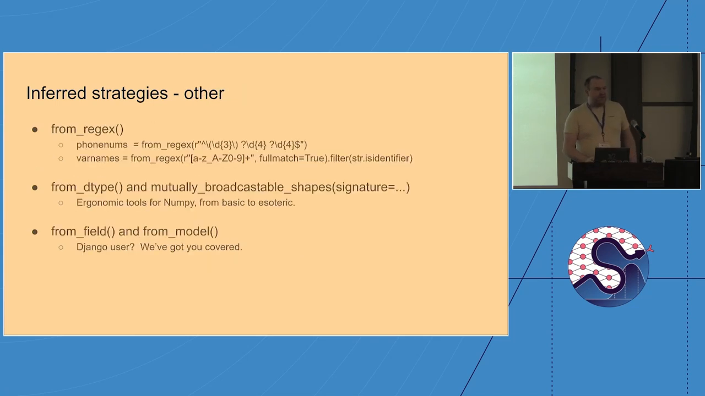We've also got some others. Who here has used regular expressions? They're pretty convenient. If you ever want random strings that match an arbitrary regular expression, hypothesis can give that to you, which is pretty useful. Who here has used NumPy? Most of us again. If you want elements for some NumPy data type, hypothesis can also infer those for you. And then if anyone here uses Django, which is maybe less likely at SciPy than PyCon, we've got you covered there as well.